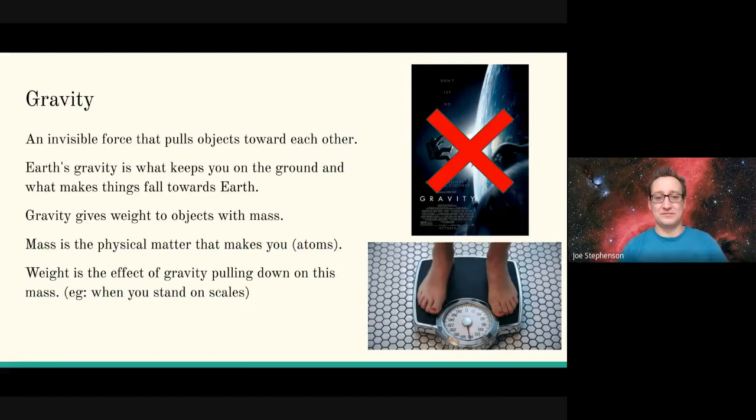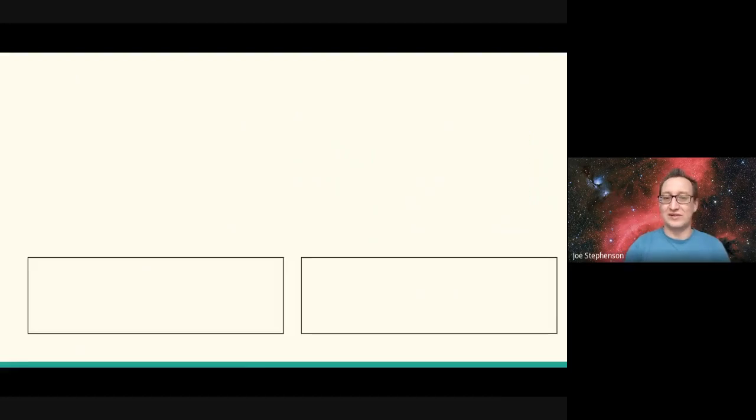Okay. You always have a mass as long as you've got atoms in your body. So mass is the physical matter that makes you up. It's the atoms, whereas weight is the effect of gravity pulling down on that mass. This is important because what you're going to do in the assignment is start to think about the impact of different sized planets on gravity. Okay, so we're going to have a look at this here.